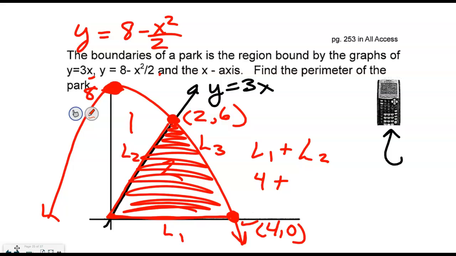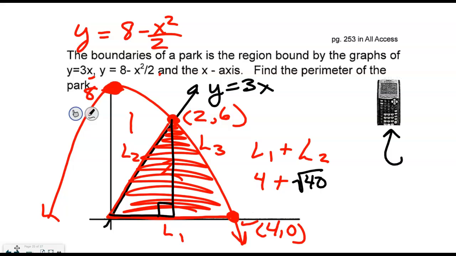You can use geometry and say it's 2 to the right and 6 up, and it's the hypotenuse of a right triangle. A squared plus B squared equals C squared, right? 2 squared plus 6 squared equals L2 squared. 4 plus 36. I'm seeing a root 40, correct? It's calculator active, so I don't really care what that simplifies to. So I'm not going to waste time.